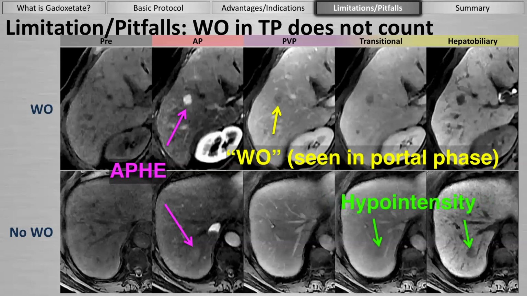And the question is, is this lesion washing out? And the answer is, well, it has hypointensity in the transitional phase in the hepatobiliary phase, but in the portal venous phase, there's no washout. So the point here is that it's harder to detect washout with gadoxetate, because the washout has to be seen in the portal venous phase, and we don't always see it.